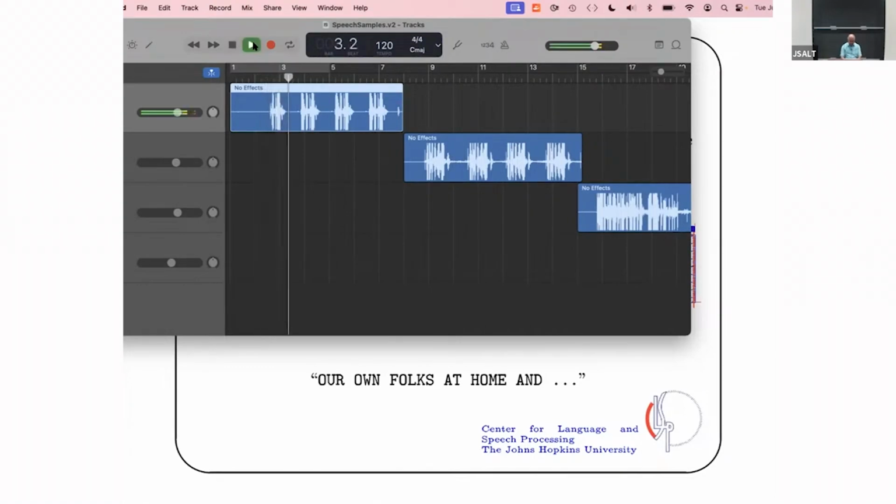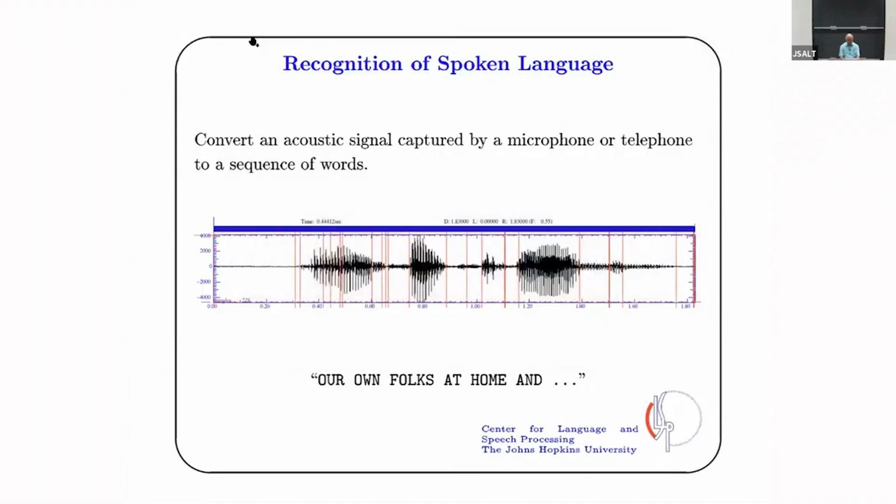Folks at home and our own folks at home.